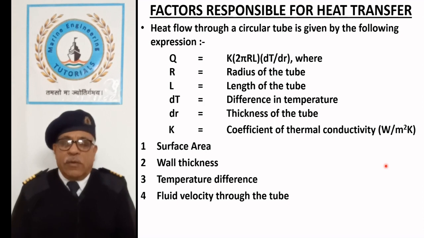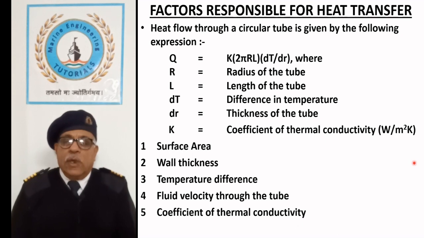Coefficient of thermal conductivity. Thermal conductivity of the tube material also plays a very important role in the heat transfer process. Copper has the highest coefficient of thermal conductivity with its value of 386 watt per meter Kelvin, followed by aluminium with its value of 205 watt per meter Kelvin. Heat exchanger tubes are usually made up of cupronickel or aluminium brass.